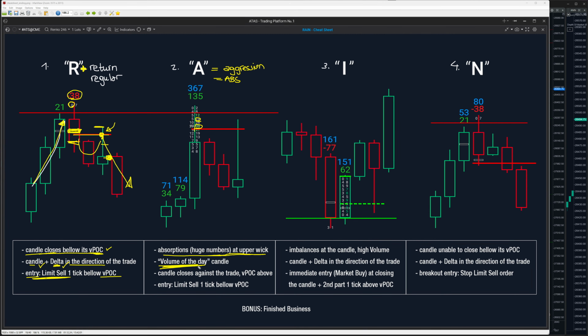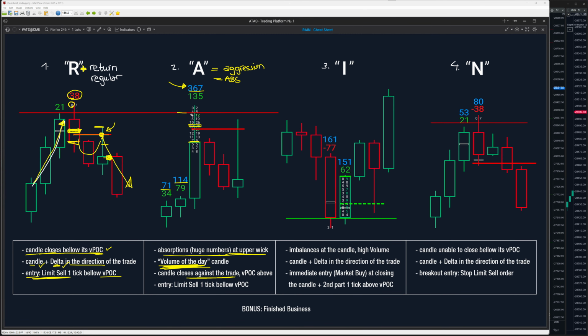Volume of the day, that is the crucial condition. This candle must have the highest volume: 71, 114, 367, come on. And this is surprising: you open and the candle closes against the trade. VPOC must be above. This is a crucial condition. There is this VPOC. Do you see that? And when this candle closes, trust me, I'm correct.